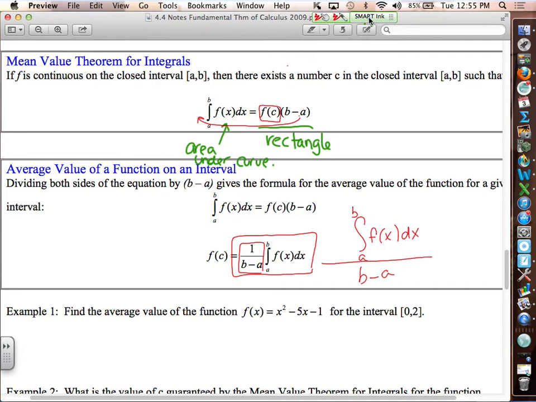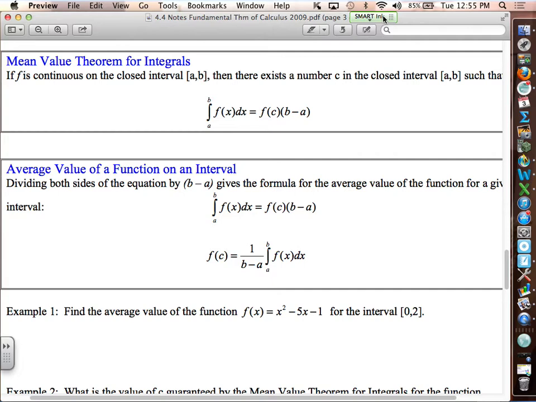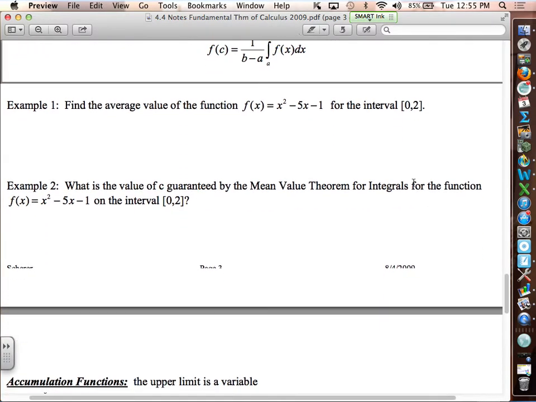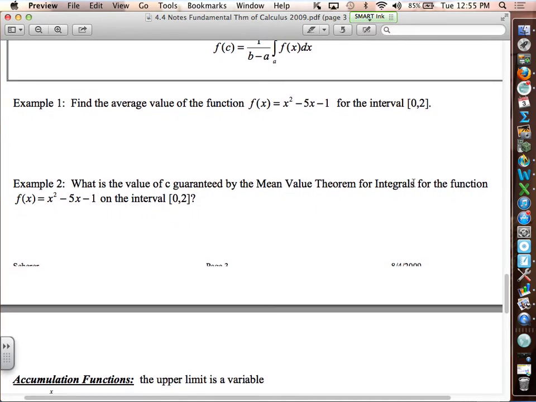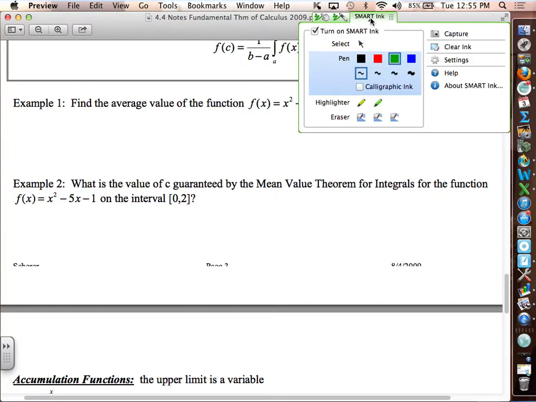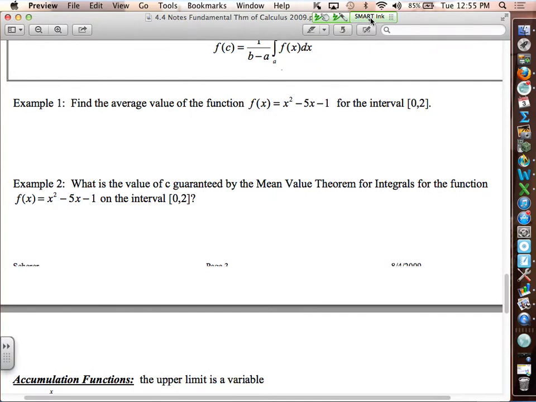So we're going to use that equation to come up with the average value, that f of c. What's the height for the rectangle going to be? If you look at the first example, find the average value of the function. We've got f of x equals x squared minus 5x minus 1, and we're looking just from 0 to 2. So let's go through and use our formula. We want the average value, that's the f of c.